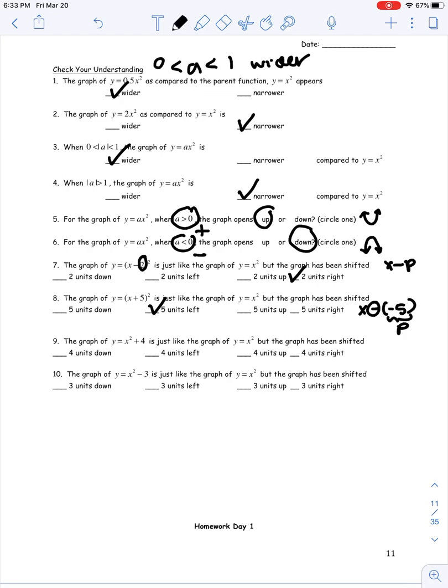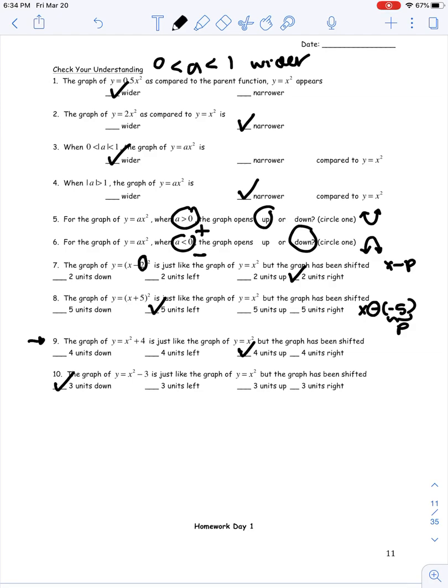Now, outside of the brackets, whenever you have x squared, the value that's added or subtracted outside of it is going to be your up-down motion. For the next example, we can see that it's going 4 units upwards, so you should have checked that one. And x squared minus 3, you should be going 3 units down.